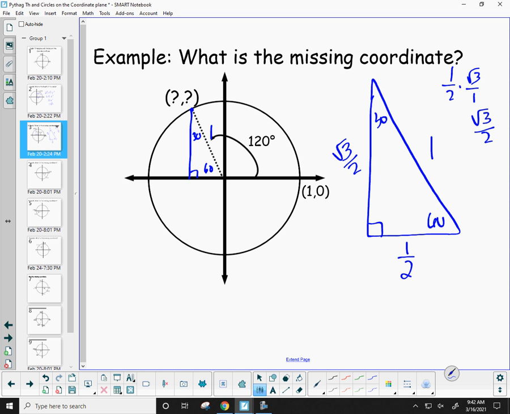Yeah, okay. So now think about what this means on my triangle. I know this side is 1 half. This is radical 3 over 2. So if I'm thinking about a coordinate, how far did I travel on my x-axis? Negative 1 half. Okay, so negative 1 half. How far did I travel on my y-axis? Radical 3 over 2.